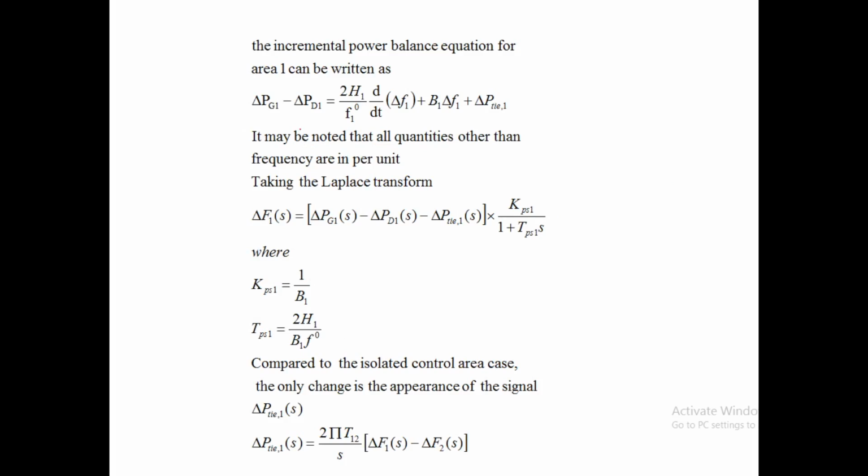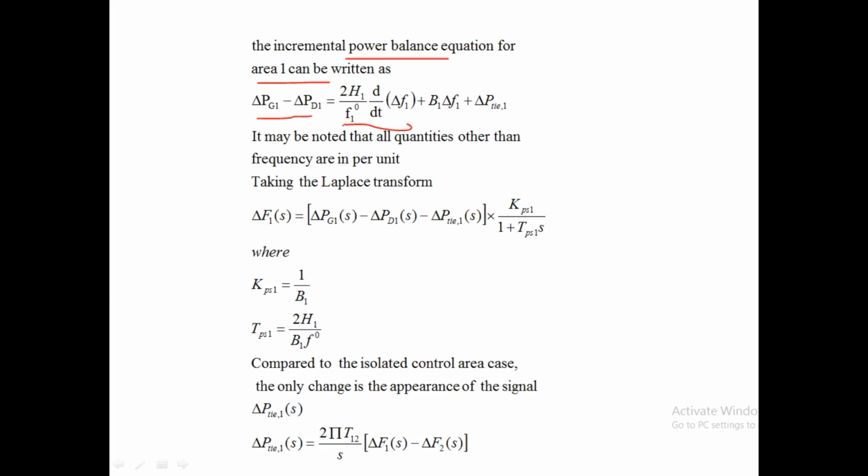Now this is the incremental power balance equation for area 1. That means generation minus demand, that is the change in the power balance equation. Whatever the generator is generating and whatever the demand, that difference is the power balance relation. This one we already discussed for the first area, 2H1 by F10 d by dt of delta F1. This is actually representing the kinetic energy change.